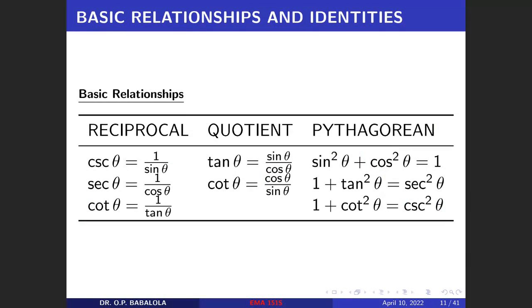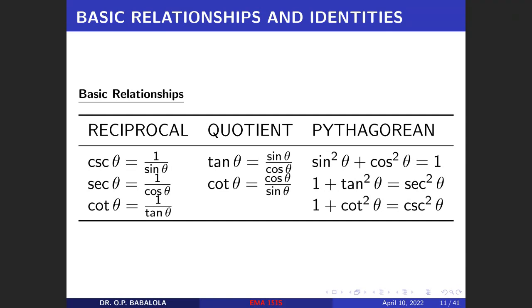Now we want to look at basic relationships and identities. You have been taught about trigonometric functions, you've been taught about ratios, and now what is the relationship between these functions? And that is what we are showing. Already you know cosec theta is simply 1 over sine theta. You already know the relationship between sec and cos. You know the relationship between cot and tan, all right? Those are called reciprocals.